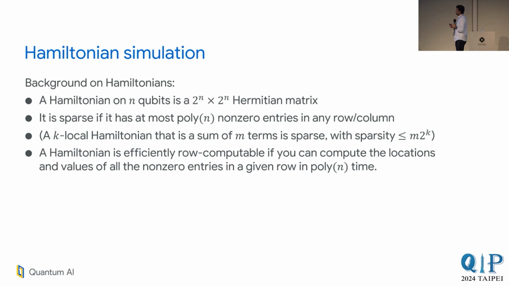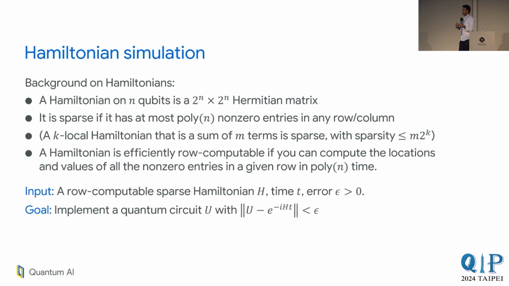And the Hamiltonian simulation problem is the following problem. I give you as input a row computable Hamiltonian H, a time t, and an error epsilon. Your task is to implement a quantum circuit which is epsilon-close to the unitary e^(-iHt). If you've never seen this before, you might wonder, why is this even a unitary? It is. If H is Hermitian, then e^(-iHt) for any real t is a unitary. You can prove this.